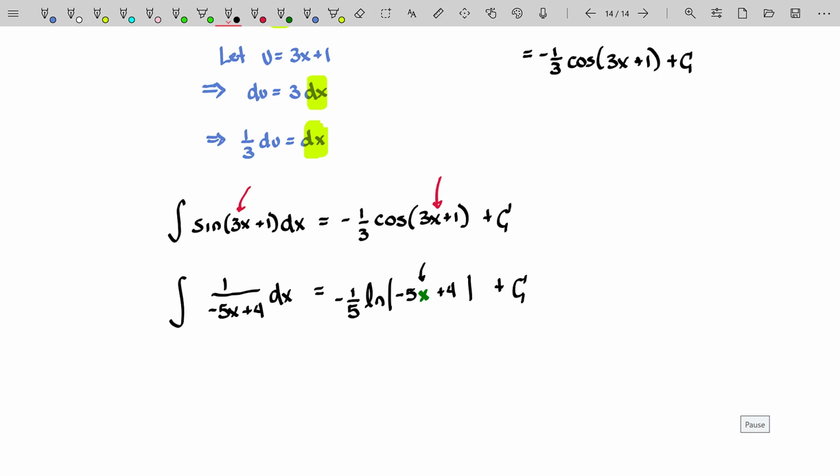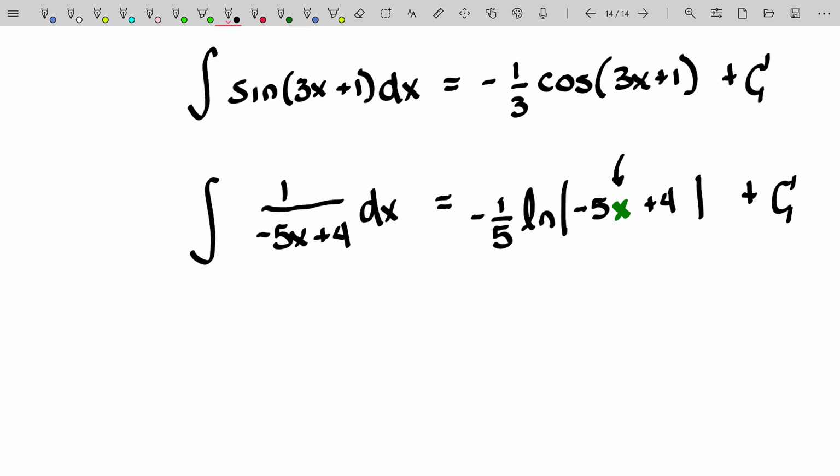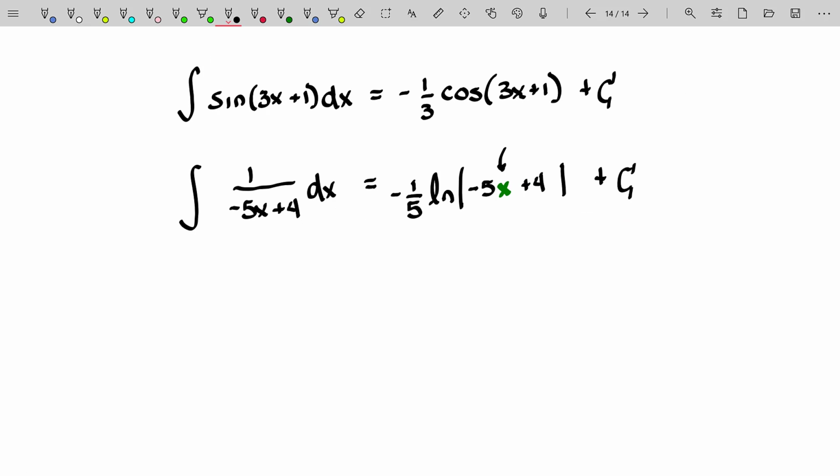You can always double check the mathematics here by taking the derivative of the right-hand side. I promise you, it'll become the integrand, basically the argument for the integral. So pretty cool trick so far. You might be asking yourself, well, what if that number is not multiplying x, but instead dividing x? Well, the trick here still works.